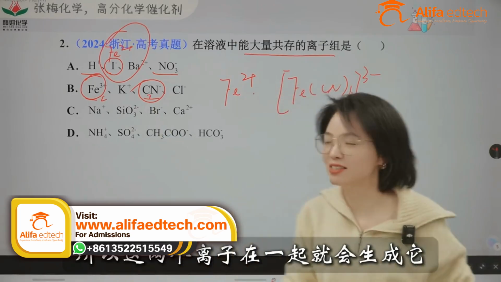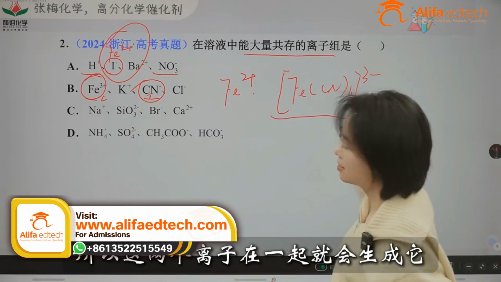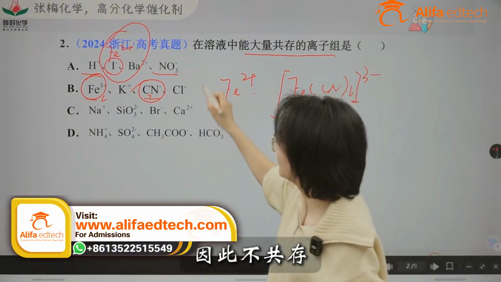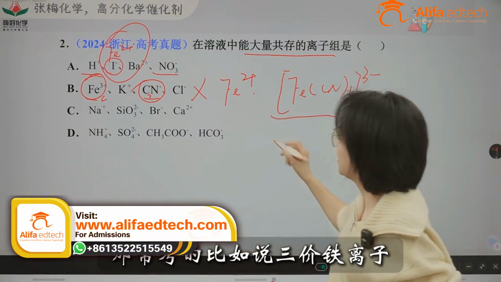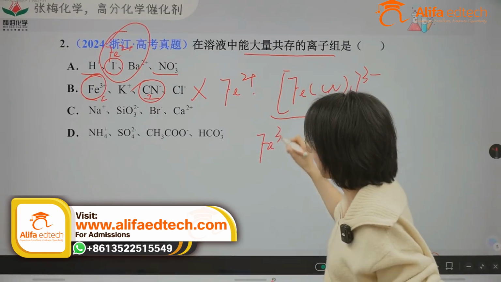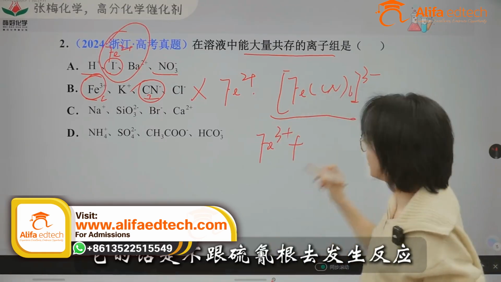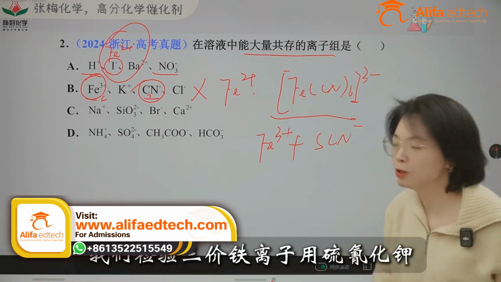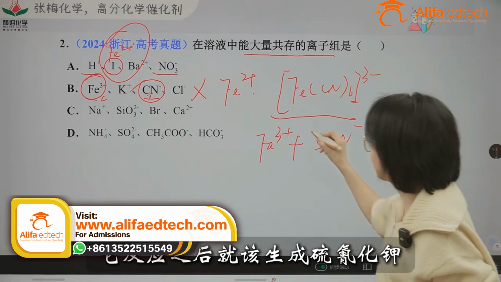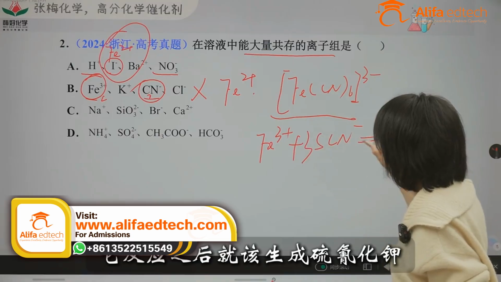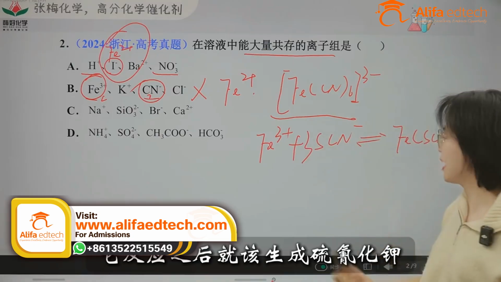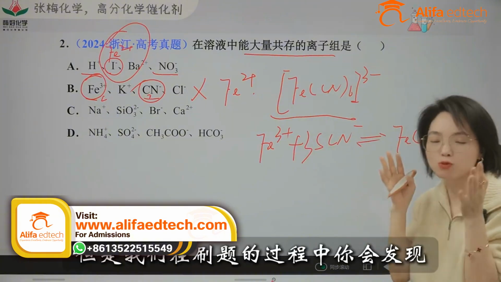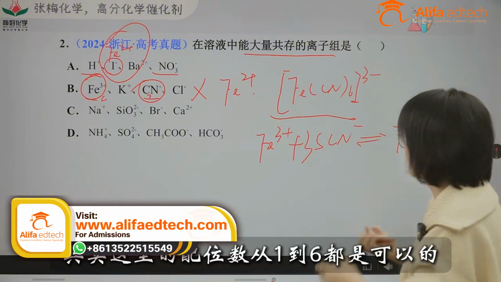For reference, for example, ferric ions, would they react with sulfide ions? We test ferric ions using potassium sulfide. After the reaction, it produces a product. This is the equation in our textbook, but in practice, we discover the coordination numbers here can actually be from 1 to 6. This is what the textbook gives. Next time, if the question asks how the equation should be written when sulfide ions react in a 4 to 2 ratio, how should it be written?